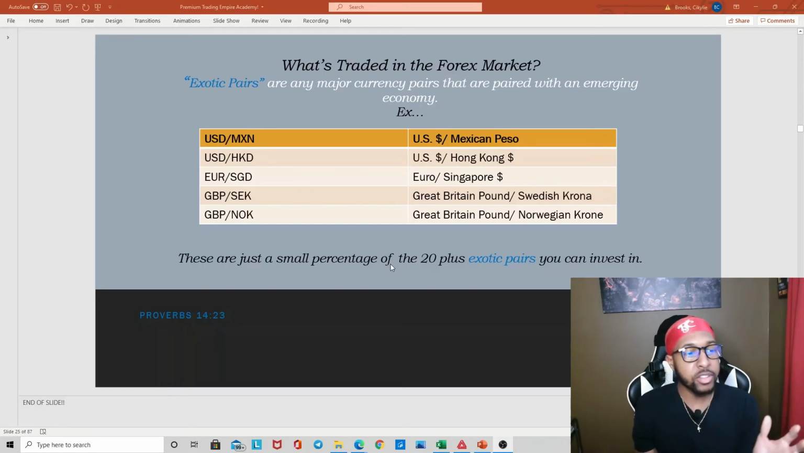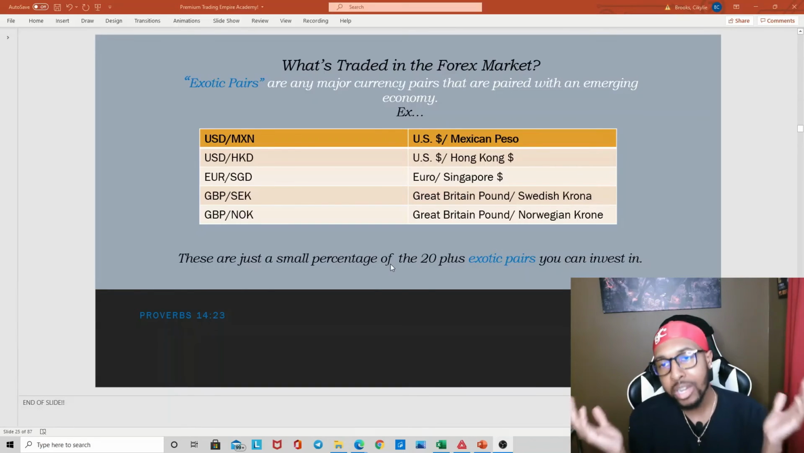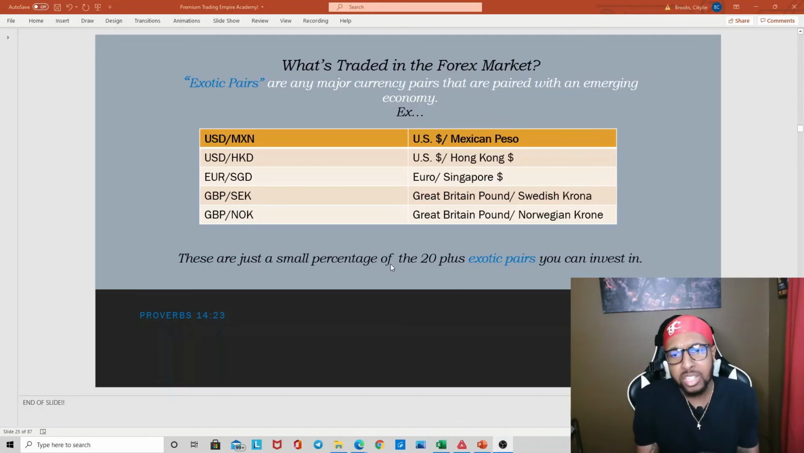These are basically exotic pairs, and I don't recommend you trade exotic pairs at all, because they don't even make up that much of the market, just a small percentage. From my notes, they're only a small percentage, and there are only 20 plus exotic pairs that you can invest in, so it's not that many of them. But if you want to figure it out and play with them a little bit, feel free.